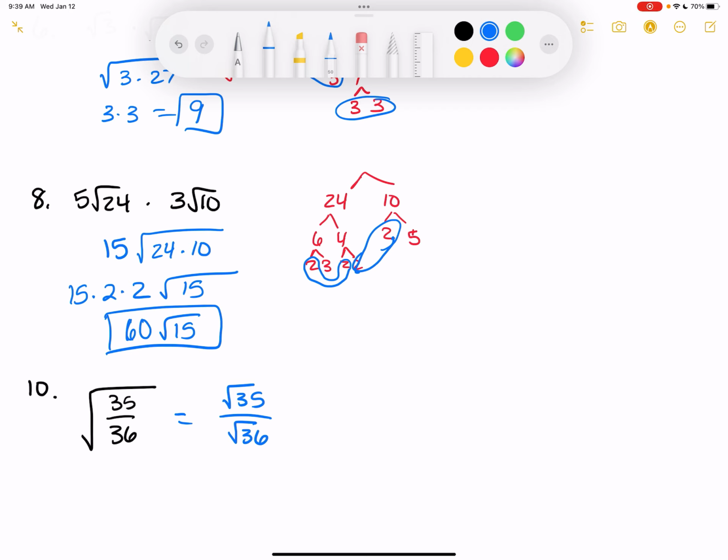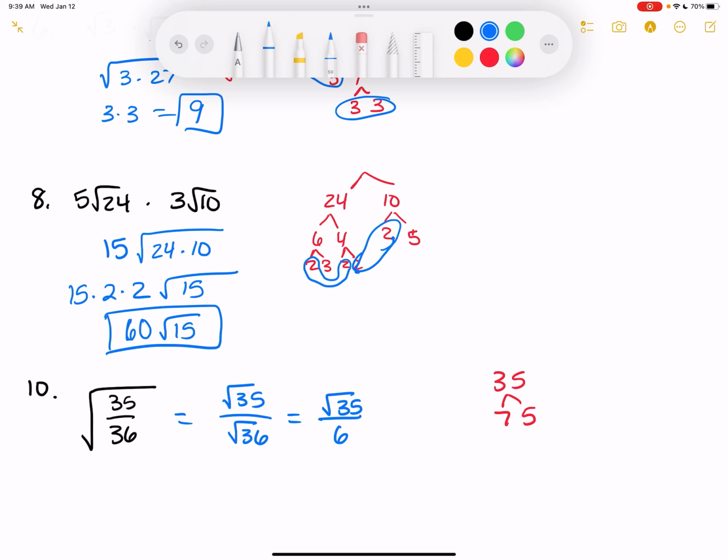Now, what do you know to be true about the square root of 36? It's a perfect square, which is what? 6. And then on top I've got 35, which breaks into 7 and 5, which are prime, so you can't do anything else with them, so you just leave the top as the square root of 35. The only rule is you cannot leave a square root in the denominator, which we're going to do a problem like that here in just a second.